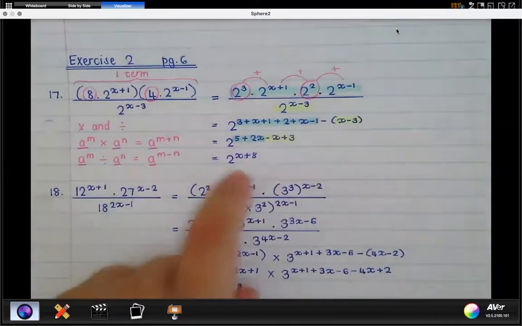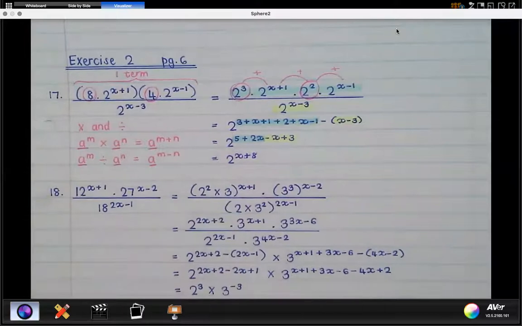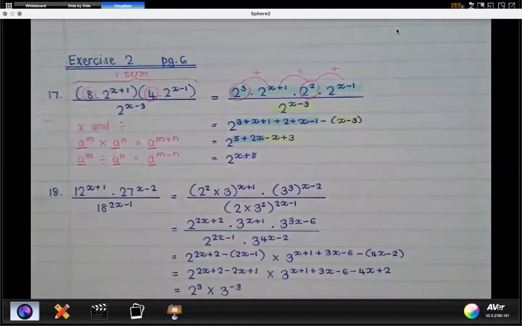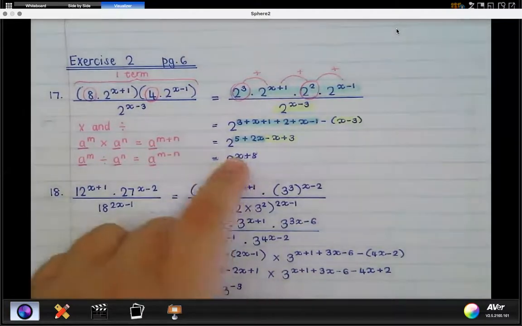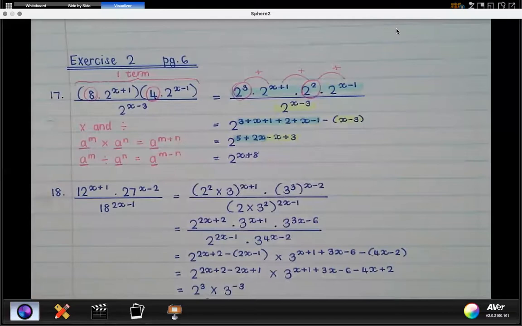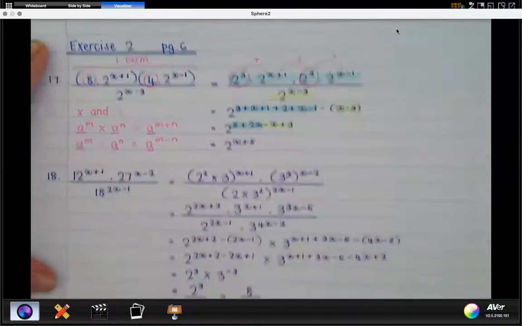Now, because there's an x in this equation, or in this exponent, sorry, you're allowed to just leave your answer like that. You don't need to do anything else, because it's just 2 to the x plus 8. If it was just a number in the exponent, which you'll see now in the next example, then it's a small enough number, then you can just write the actual value of the number. Okay, if there's an x, you can just leave it that. Right, so that was number 17.